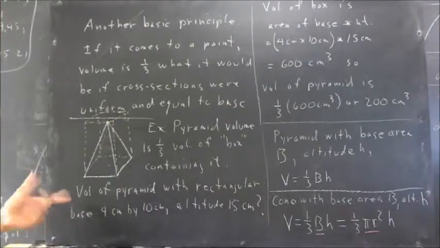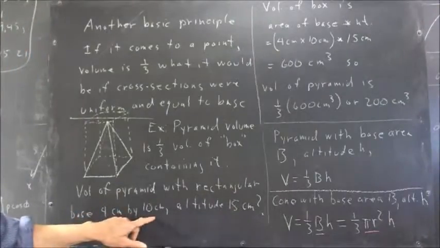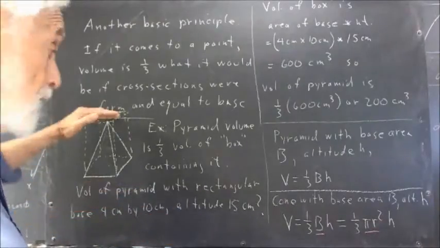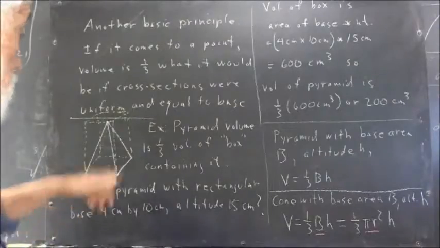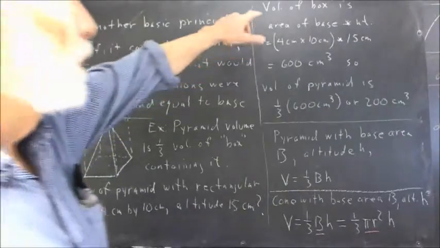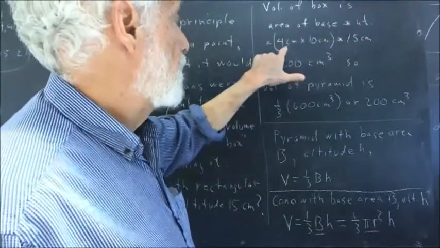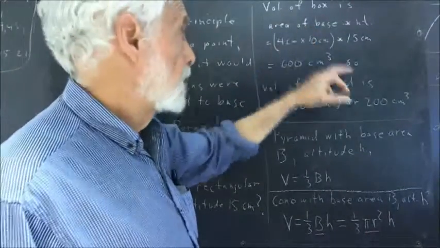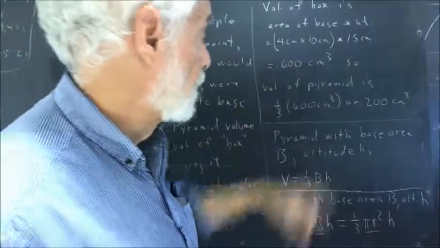Okay? Well, what's the volume then of a pyramid with rectangular base 4 centimeters by 10 centimeters? That'd be like 4 here and 10 here. And altitude 15 centimeters. Well, that's easy enough. If we calculate the volume of this box and take 1/3 of that, we're going to get the volume of the pyramid. So here's the statement. Volume of the box is area of the base times height. The base has dimensions 4 centimeters by 10 centimeters. That's going to give us 40 square centimeters. We multiply that by the 15 centimeter height and we get the 600 cubic centimeter volume.